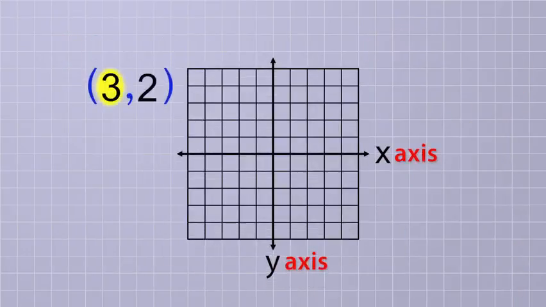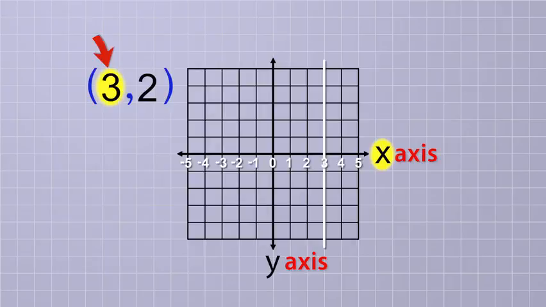First, we locate the x value along the x-axis, which is at 3 in this case. But instead of putting a point there, we draw, or just imagine, a line perpendicular to the x-axis that goes through the 3. We do that because the first number in the ordered pair only tells us where along the x-axis the point is, but it could be anywhere along the y-axis. We won't know that until we plot the second number.